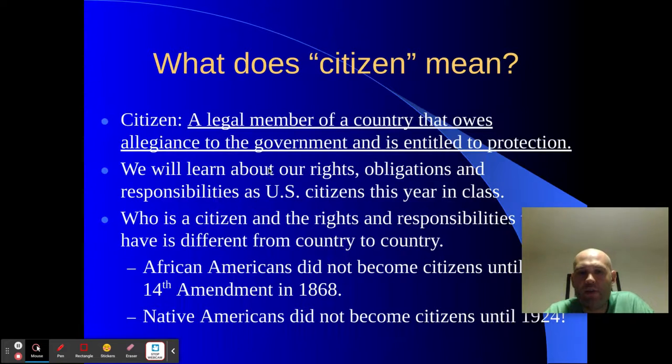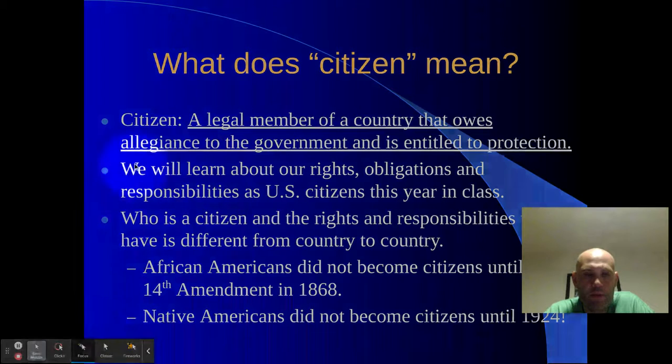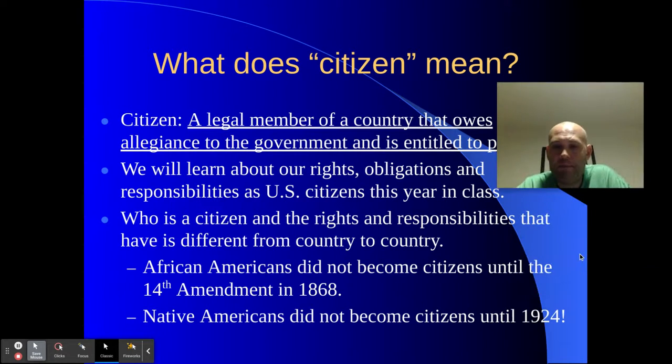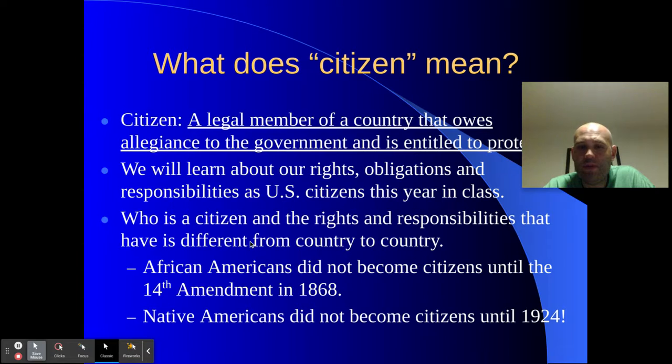So let's take a look at this. When we're talking about citizen, we're talking about a person who's a member of a country that owes allegiance to that government and is entitled to certain rights and protections. So next topic, we will learn about the obligations, responsibilities of citizens, and we'll learn about all of your rights throughout the year. The rights and responsibilities of citizens changes from country to country.